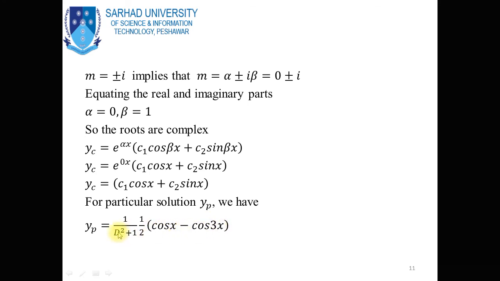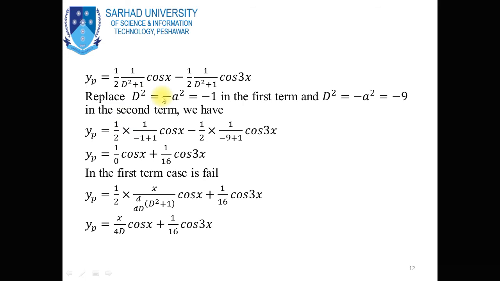So dear student, you see over here, replace D^2 by -1 in the first term and D^2 by -9 in the second term. This is the case when the function is in the form of sin ax or cos ax, then the even powers of D are replaced: D^2 is replaced by -a^2. So D^2 is replaced by -1 in the first term, and by -9 in the second term. So the particular solution is 1/2 multiplied by 1/(-1 + 1) cos x, minus 1/2 multiplied by 1/(-9 + 1) cos 3x.